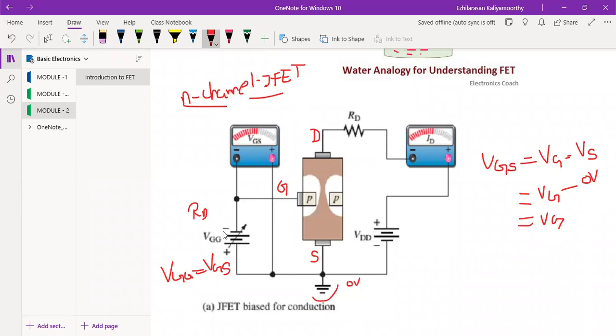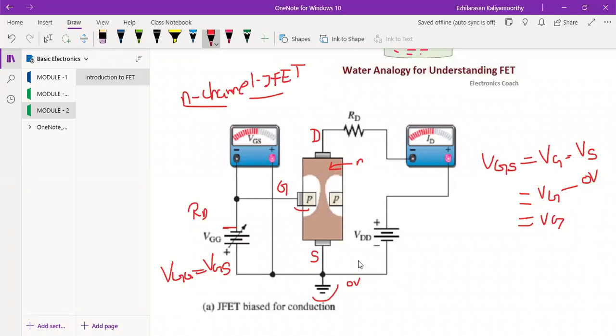Anything is the same. Now you can see which bias we are connecting. We connected the minus here and the plus there because of reverse bias. This is P type, so this is minus. Then plus is connected to N type, because the N channel means it is N type. Now this is nothing but your JFET biased for conduction.